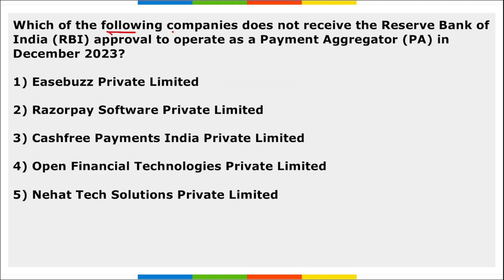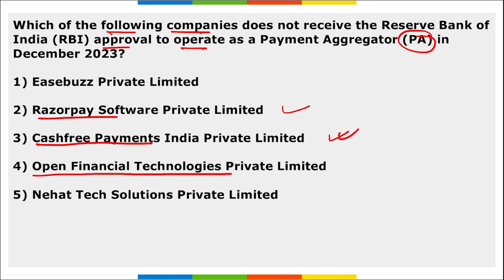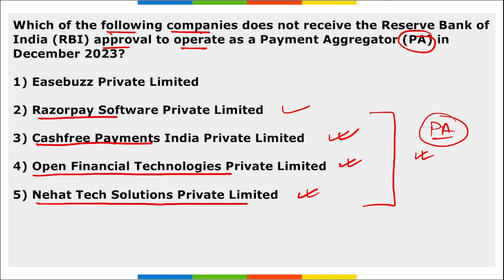Next, which of the following companies did not receive RBI approval to operate as a payment aggregator in December? First of all, remember Razorpay Software, they received it. Cash Free Payments India Private Limited, they received it. Open Financial Technologies Private Limited, they also received it. And Neha Tech Solutions Private Limited, they also received it. That means these 4 organizations received the RBI approval to act as a payment aggregator. But Easy Buzz Private Limited did not receive this approval.